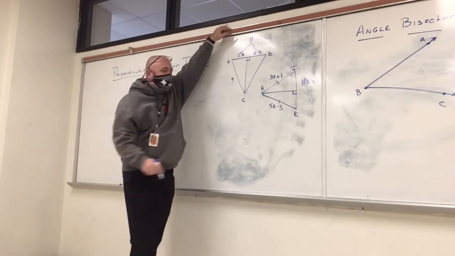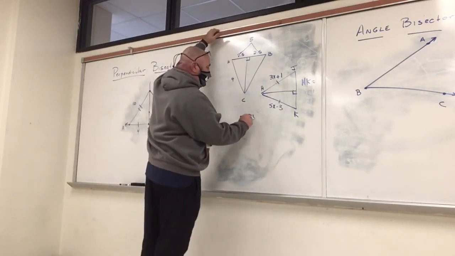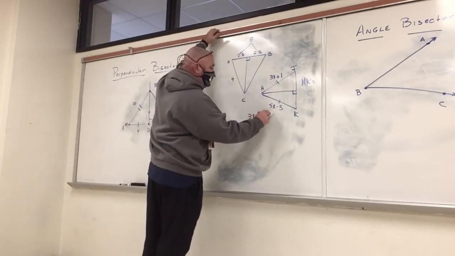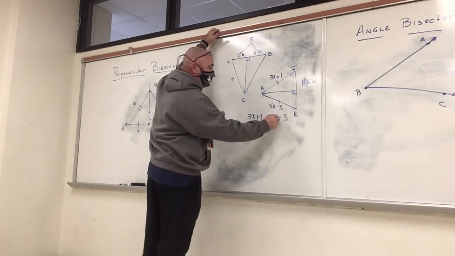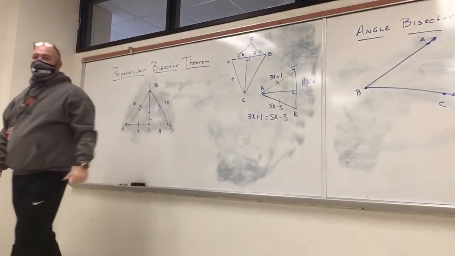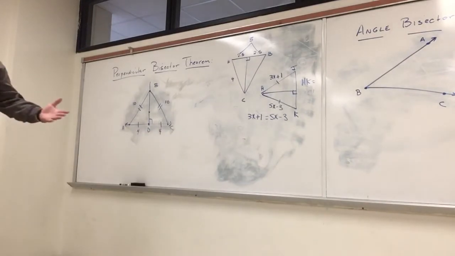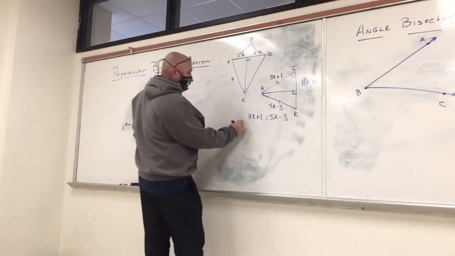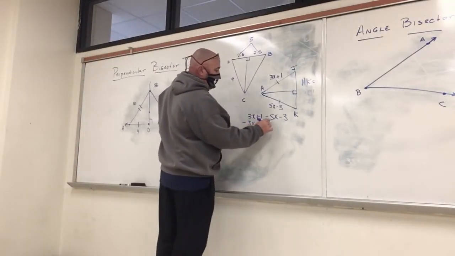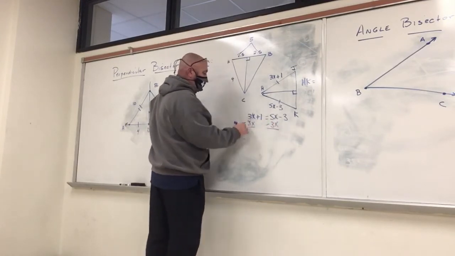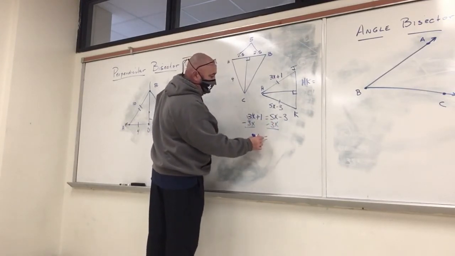A triangle. Okay. So I'm going to go 3x plus 1 is equal to 5x minus 3. Now I have to solve that for x. You get the x's together. Alright, here we go. Subtract 3x on both sides. That's gone. Bring my 1 down, bring my equal down.